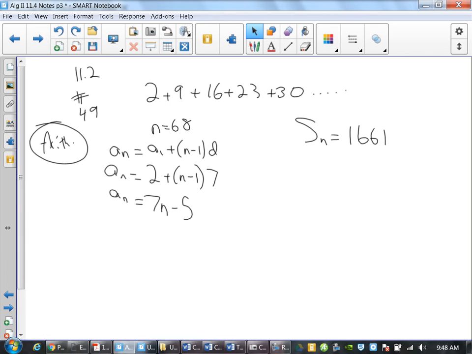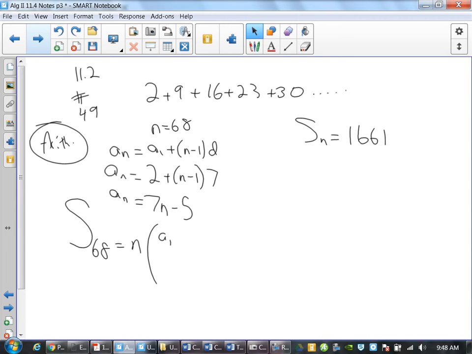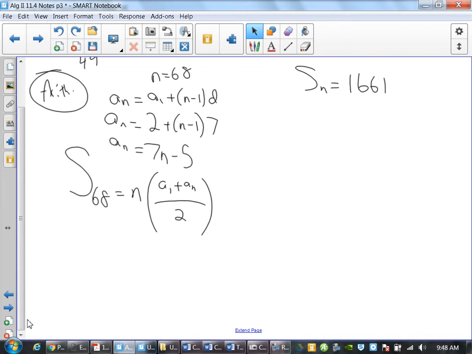I want to find the sum of the first 68 of them. So the sum of 68 of them is going to be the first term. No, sorry, I forgot the rule here. Number of them, first term plus the a sub n, all over 2. So I want to find 68 of them. I know the first term was 2. And now I'm going to figure out what the 68th term is.